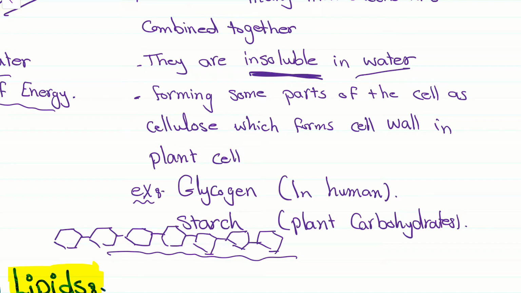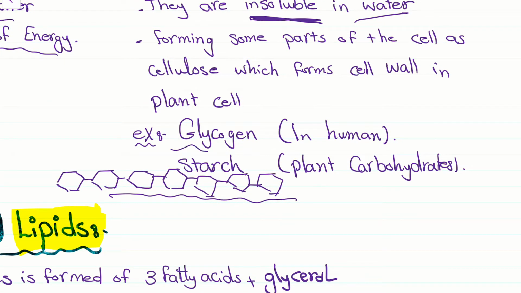They form some parts of the cell. For example, cellulose, and as I told you before, cellulose is the main carbohydrate that forms the cell wall of the plant cell. Also we have starch, which is stored inside the plant cell. This is the plant carbohydrate which stores energy, because if we need more energy and the cell uses up the glucose, the starch is broken down by hydrolysis into glucose to give the energy needed for the cells. Also we have another example, which is glycogen.